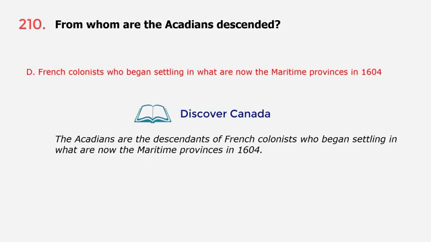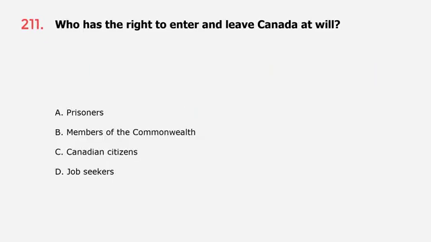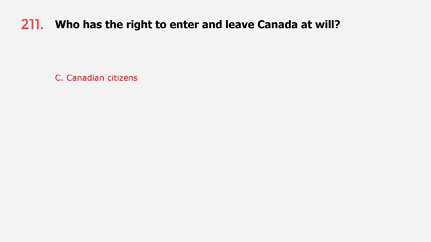The answer is D. French colonists who began settling in what are now the Maritime Provinces in 1604. Question 211. Who has the right to enter and leave Canada at will? A. Prisoners. B. Members of the Commonwealth. C. Canadian citizens. D. Job seekers. The answer is C. Canadian citizens.